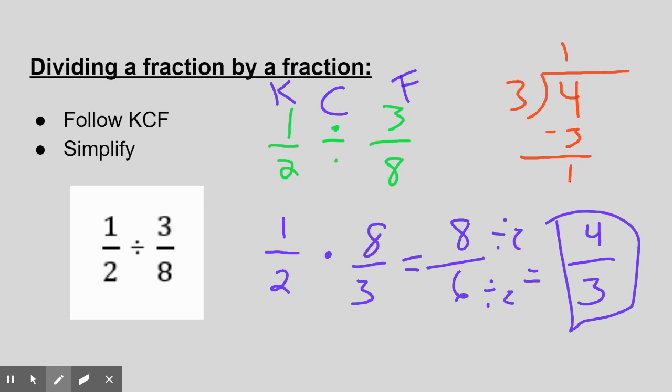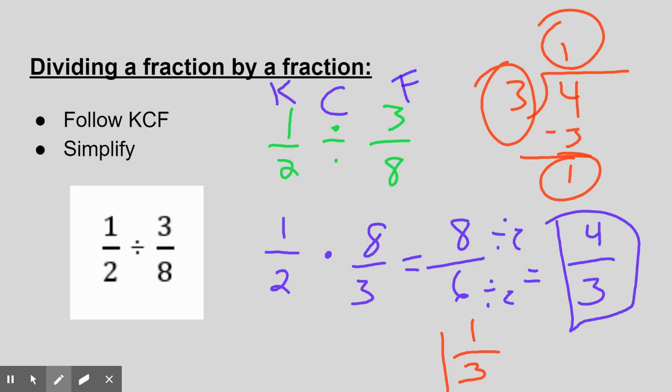And I stop here because now I take the number on top, that is my whole. The denominator does not change, so that 3 stays. And whatever your remainder is becomes your numerator. So 1 1/3 or 4/3 are the correct answers.